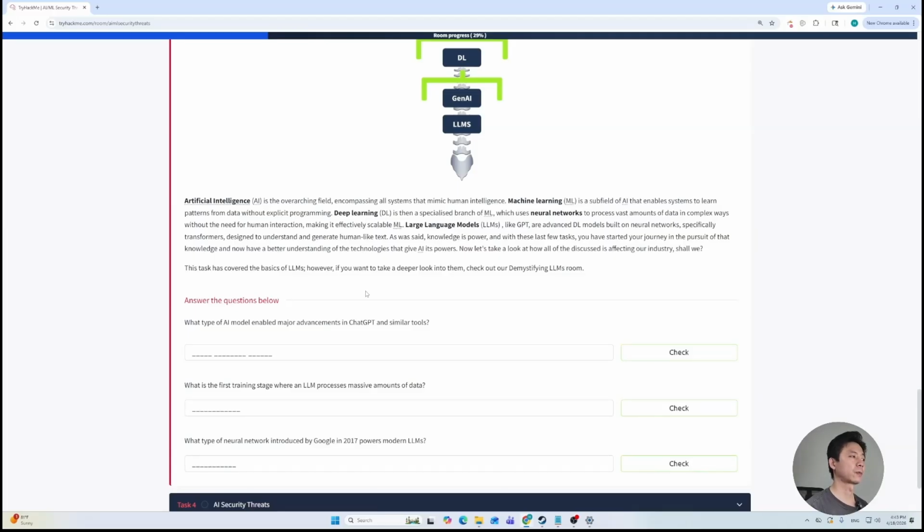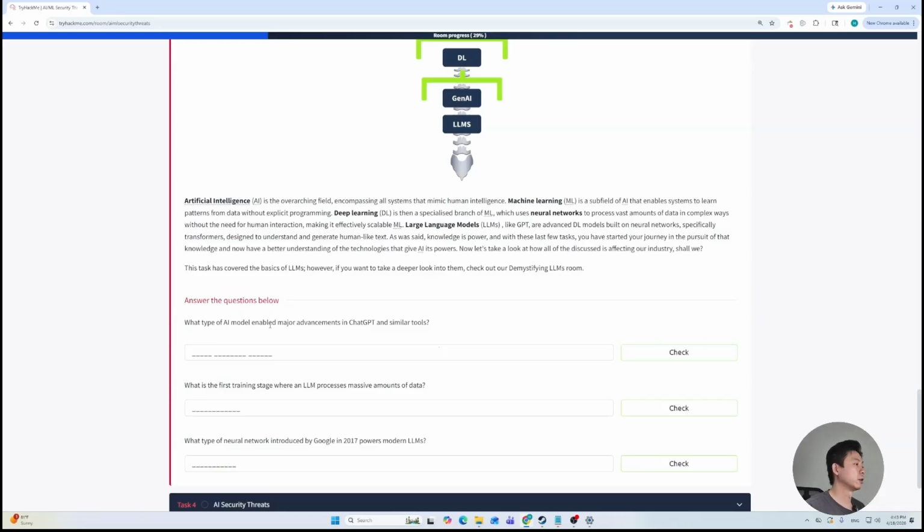generate human-like text. As was said, knowledge is power, and with these last few tasks, you have started your journey in the pursuit of that knowledge, and now have a better understanding of the technologies that give AI its power. So now, let's take a look at how all this is affecting our industry. But before that, we have to answer these questions.